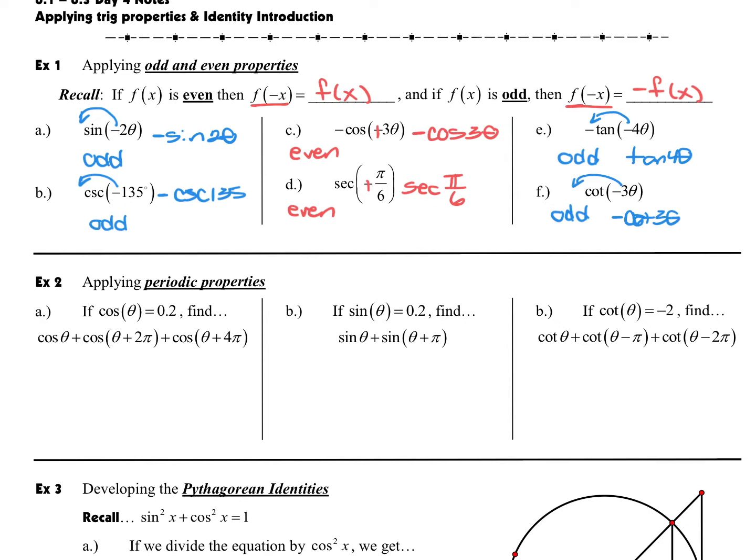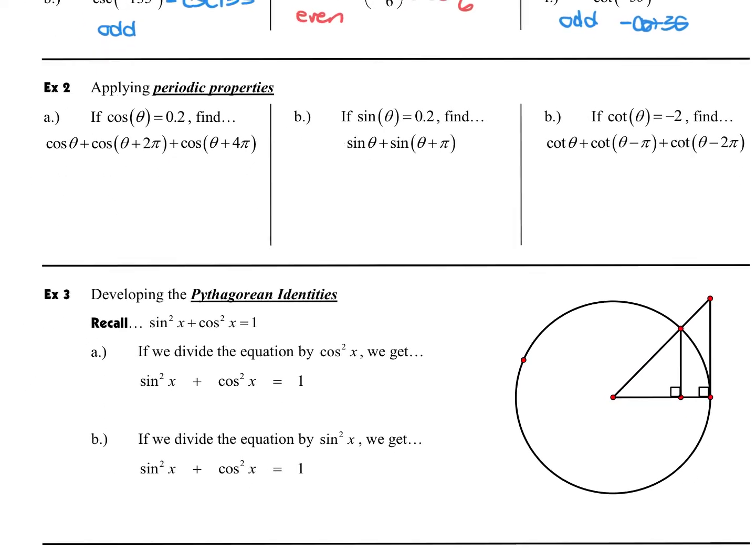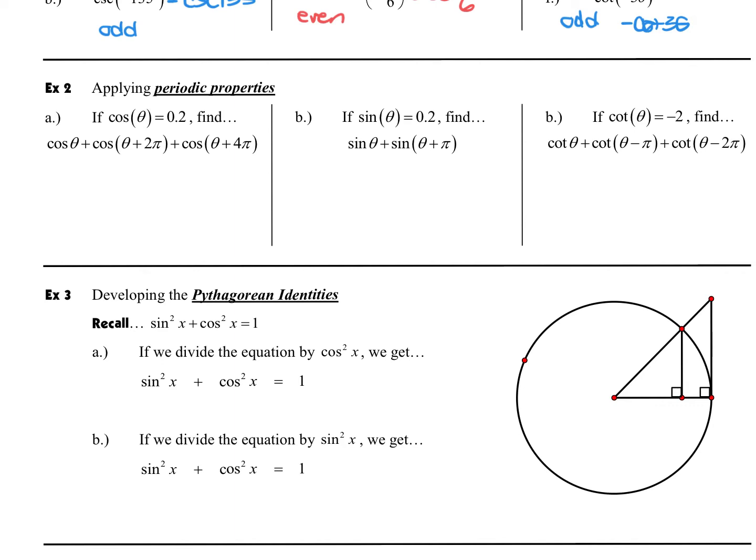Now, the next thing that we're going to look at are the periodic properties: the fact that our functions go on forever and ever in both directions, and how often they repeat, that's the periodic nature, and how that can be useful for us. If we look, for example, at cosine, we know that cosine is going to repeat itself every 2 pi. So every 2 pi, we're going to get the exact same values for cosine.